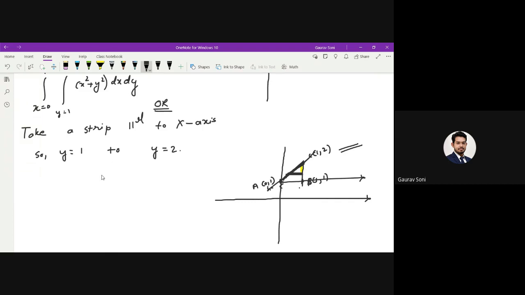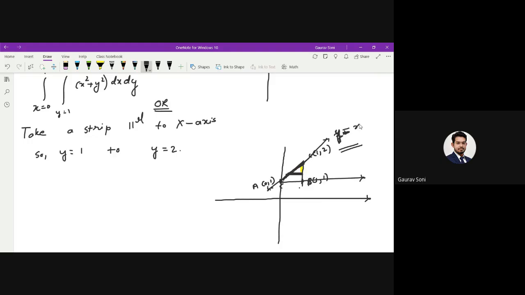Left hand side of your strip now? It is the line. What is the equation of the line here? X plus y, sorry, y is equal to x plus 1. You have given the limits for y, right? Now give the limits for x.